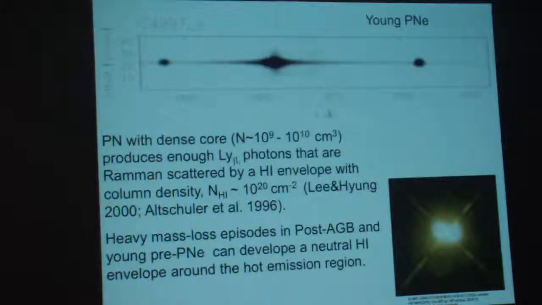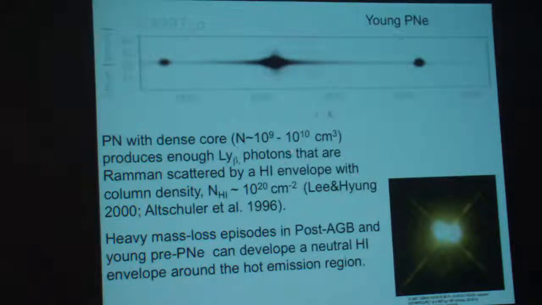Now let me go to young planetary nebulae. This is the case of IC 4997, a prototypical case. Look at how wide the H alpha wings are here. Look, the N2 lines do not show those wings, okay? And in this case, it has been proven that these wings are due to Raman scattering.